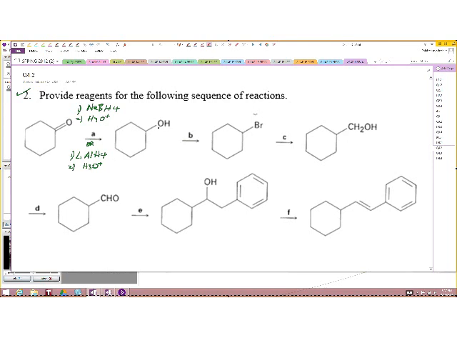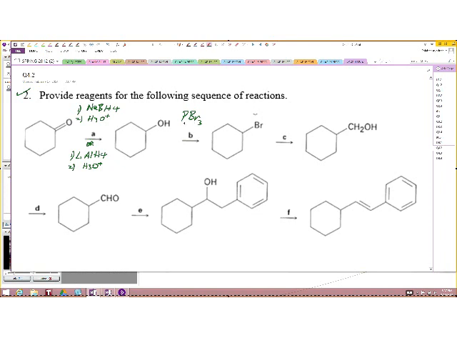Now B, we want to go from an alcohol to a bromide. Does anybody have an idea what reagent to use here? PBr3, very good. Anytime you want to convert an alcohol, this time either a secondary alcohol or a primary alcohol, to a bromide, this is the reagent you need: phosphorus tribromide.